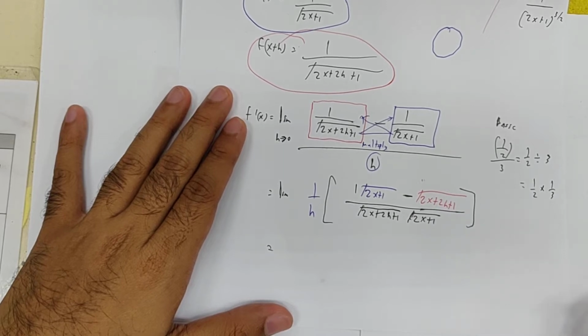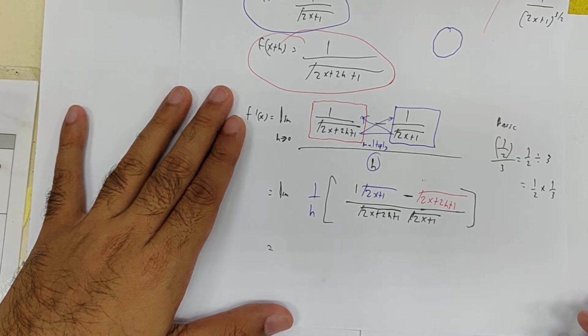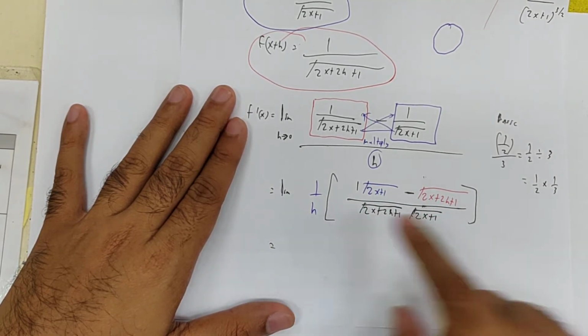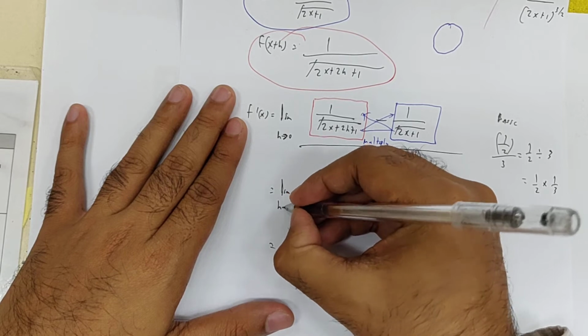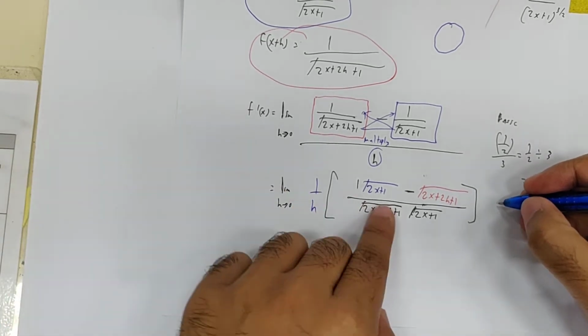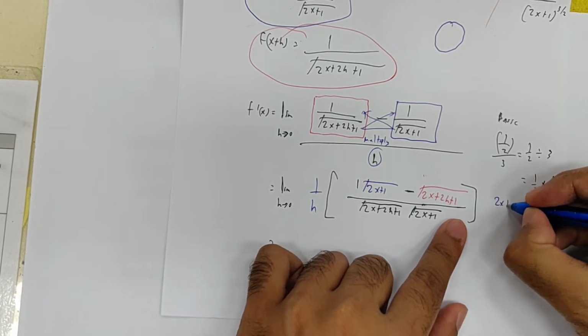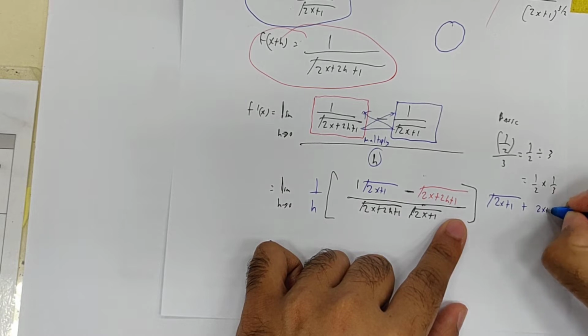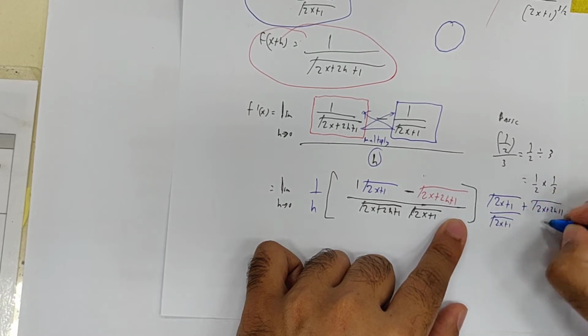And how should I continue? Can I simplify things out? Not yet. We have seen this thing before. We'll limit h approaching 0. If h is approaching a number, you conjugate them. Conjugate with this value: square root of 2x plus 1 plus square root of 2x plus 2h plus 1, over square root of 2x plus 1 plus square root of 2x plus 2h plus 1.